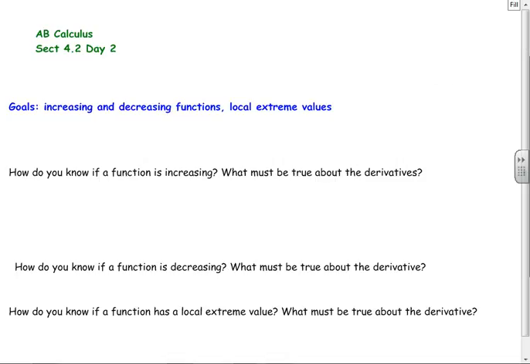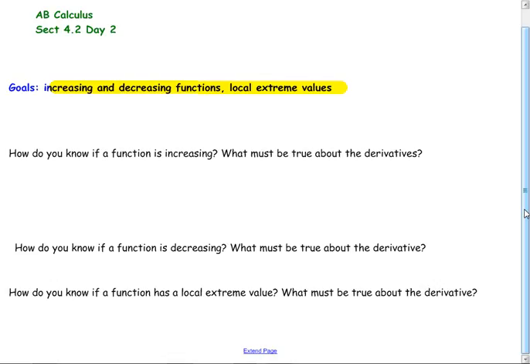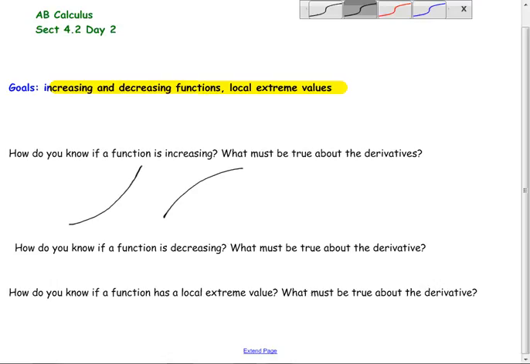So in 4.2 day 2, our goal is to find out how a derivative will tell us if functions are increasing and decreasing and if we have extreme values. Now, what does a function look like if it's increasing? There's two ways it can go up: this way or this way. This is increasing at a faster and faster rate. This is increasing at a slower and slower rate. Well, what's true then about the slopes of an increasing function?